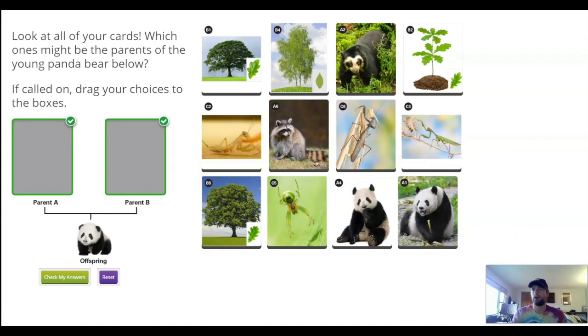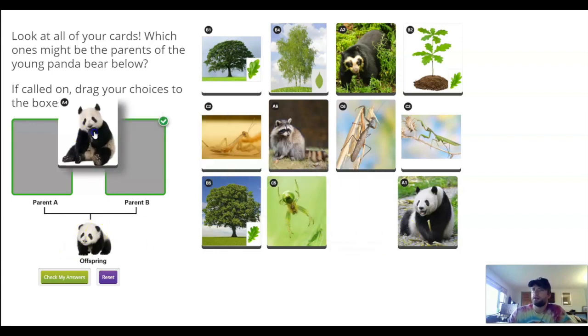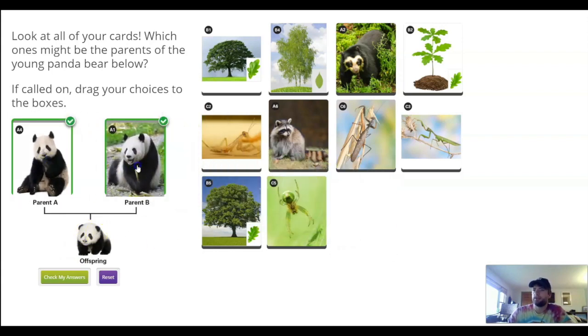So let's look at all of your cards. And these are the cards here. Which ones might be the parents of the young panda bear below? So we see what the offspring looks like here. How do we find the parents among all of these cards? To me, the ones that look most like this baby panda bear are this one and this one.